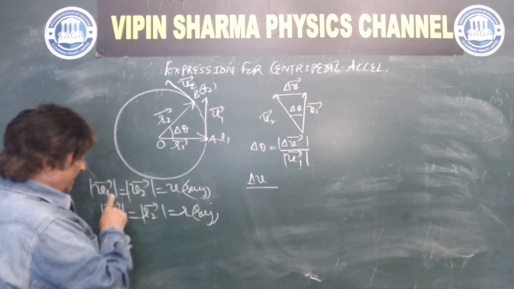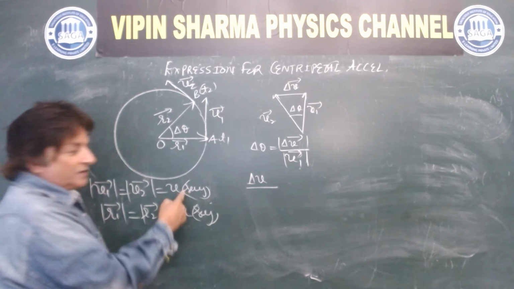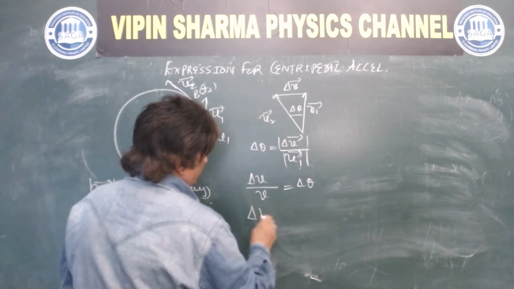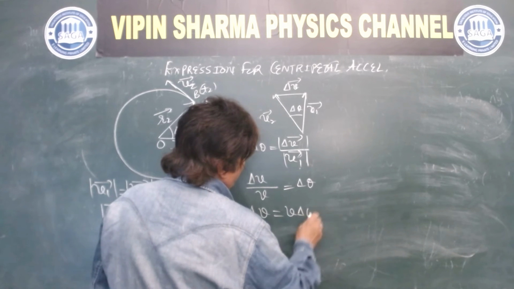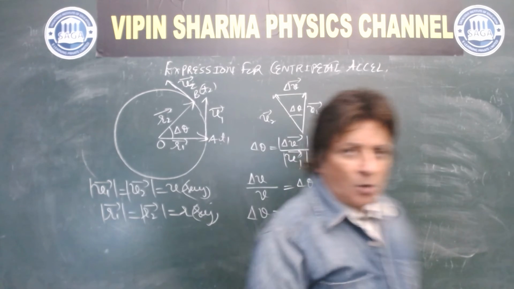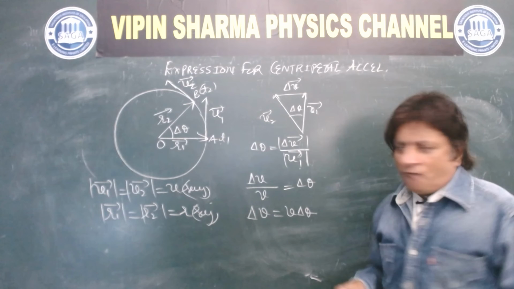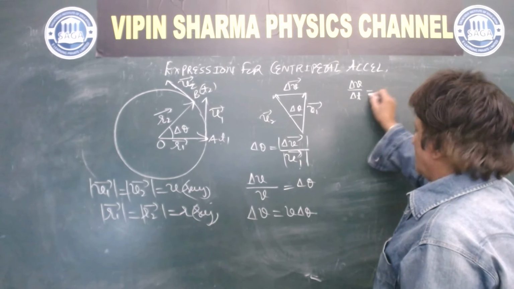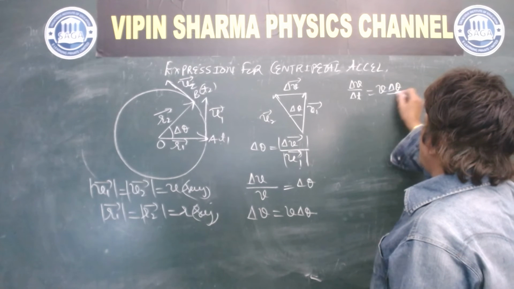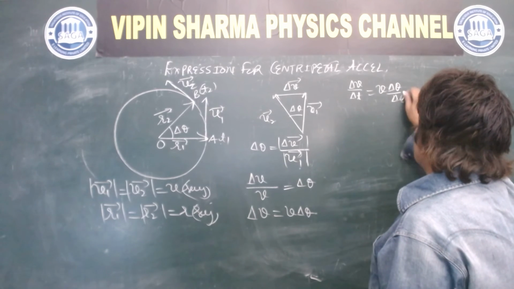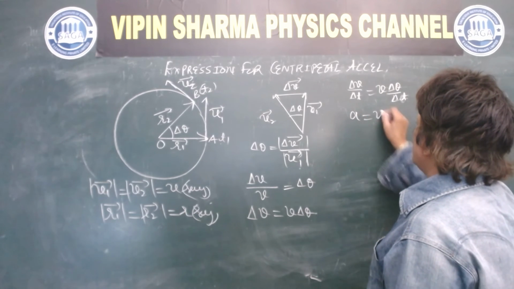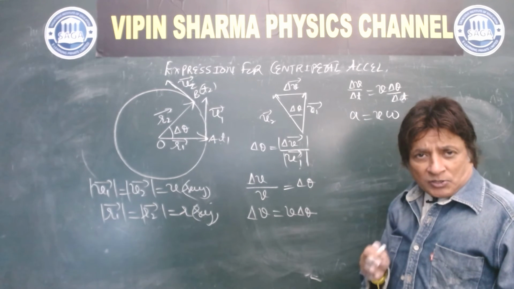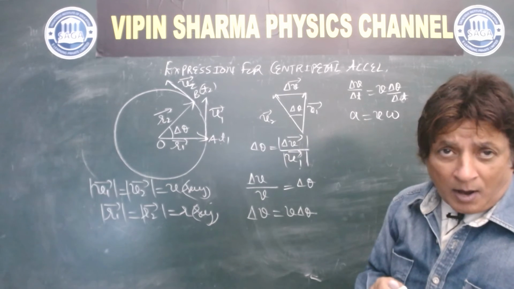Now, dear students, v1 is equal to v2 is equal to v, so let it be v. Delta theta is equal to delta v upon v. So delta v is equal to v into delta theta. Hope it is clear. Now we are dividing delta v by delta t: v delta theta upon delta t. So acceleration is equal to v into omega.